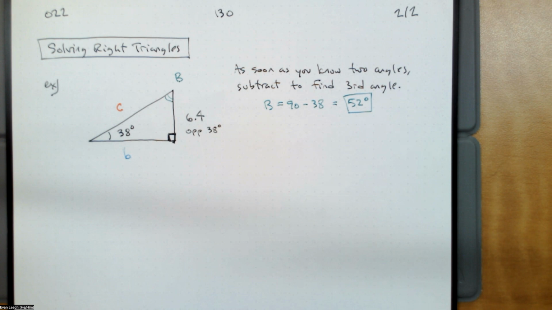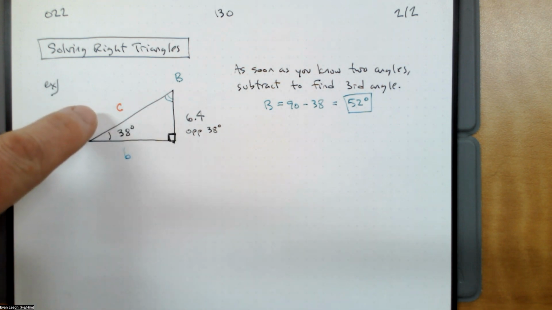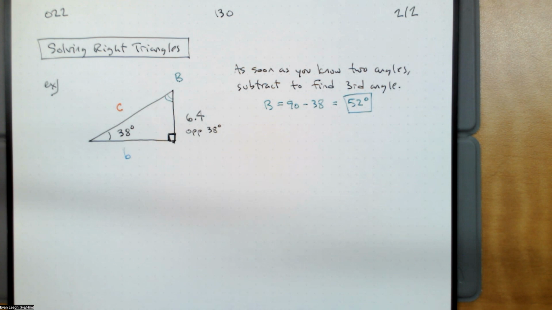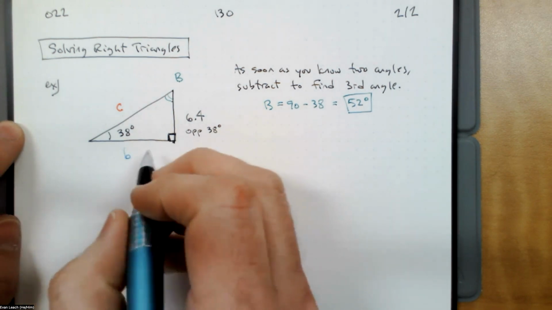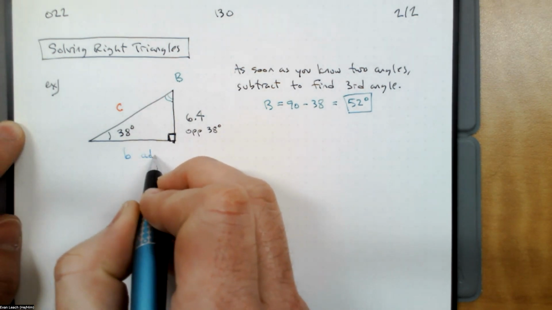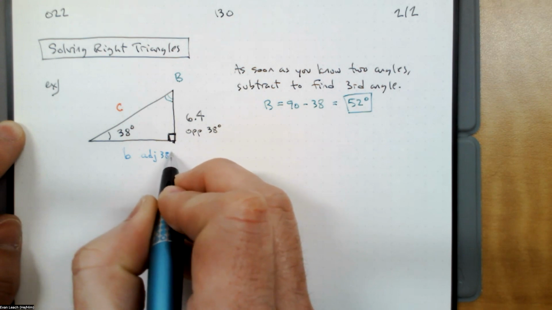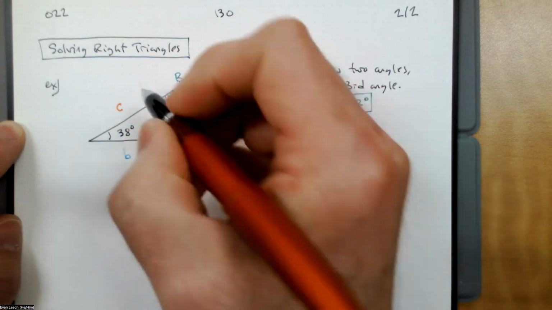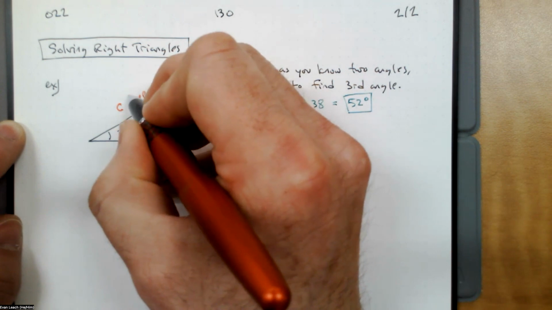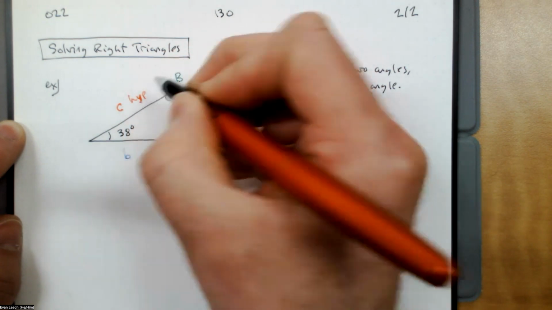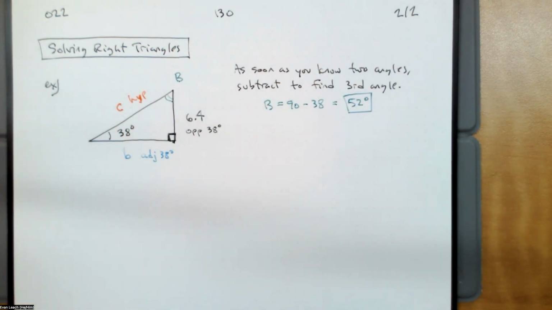So we're going to use sine is opposite over hypotenuse. That we could use to find C, the hypotenuse. Or we could use tangent to find B, because that's adjacent to the 38. So in terms of the 38, this B is adjacent to the 38 degrees. And C is the hypotenuse. So take a look at what side you're given, how it's related to that angle, and name it.